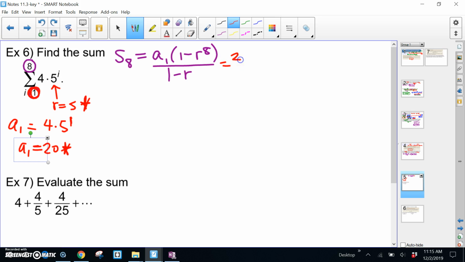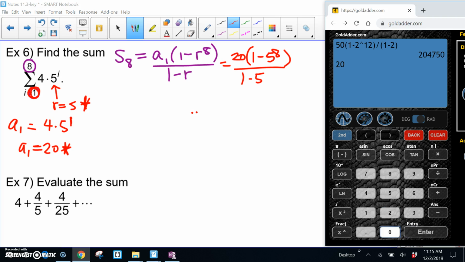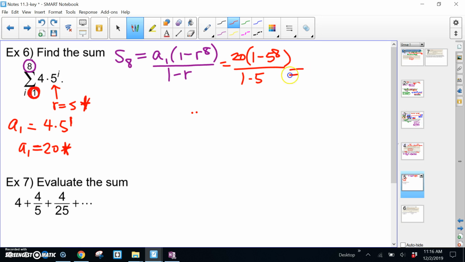And so we can see what needs to get plugged into our formula. A1 is 20 times 1 minus r, which was 5 to the 8th power, over 1 minus 5. So again, be careful on your calculators when you plug that in. 20 times 1 minus 5 to the 8th divided by, I'm just going to do the bottom in my head. 1 minus 5 is negative 4. I think that'll be easier to avoid mistakes. Basically 1.9 million. 1,953,120.